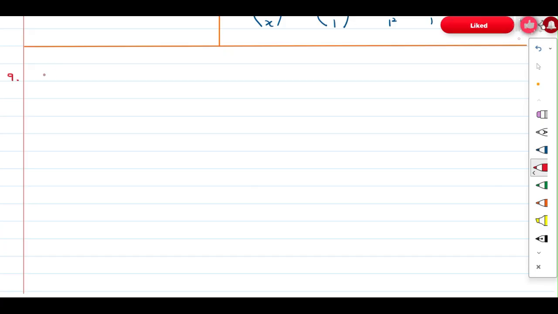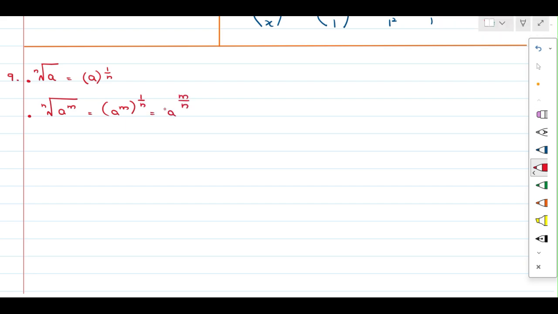Law number 9 is when you have the nth root of some number, we can write this down as a to the power 1 over n. Right? This is the first one. Or if I have the nth root of some number to some power, then it means that number, its power is whole power is 1 over n, or a to the power m over n. Right. So now let's practice some examples related to law number 9.